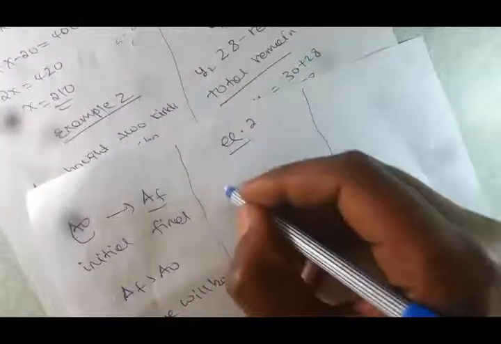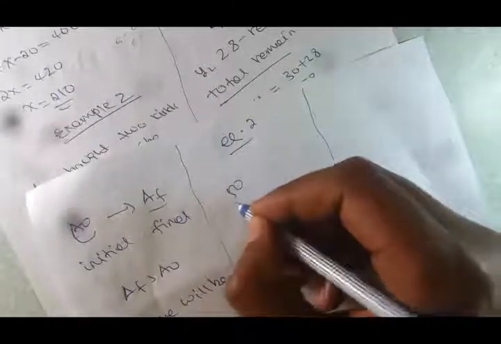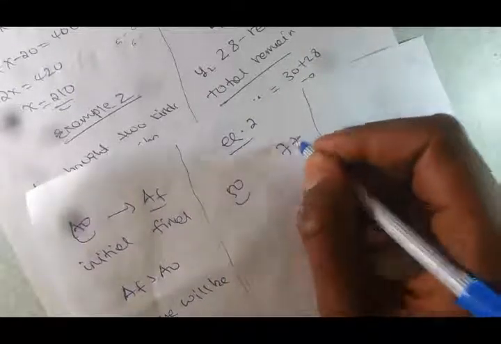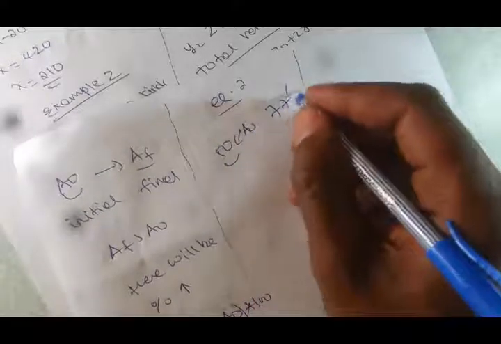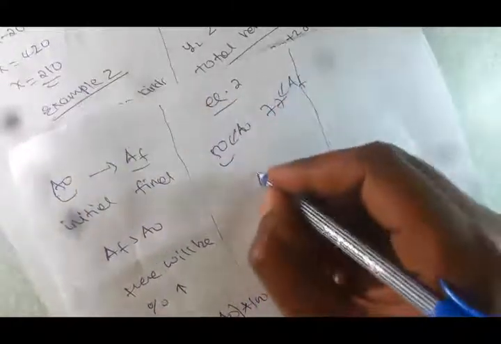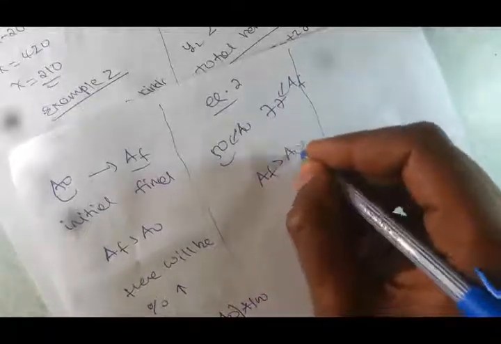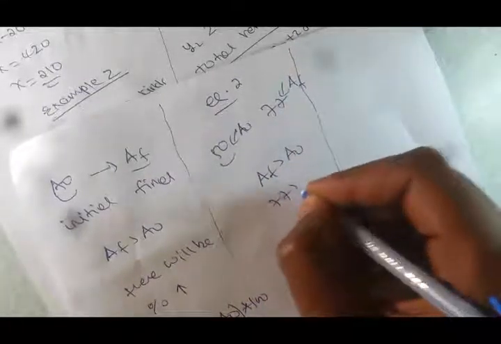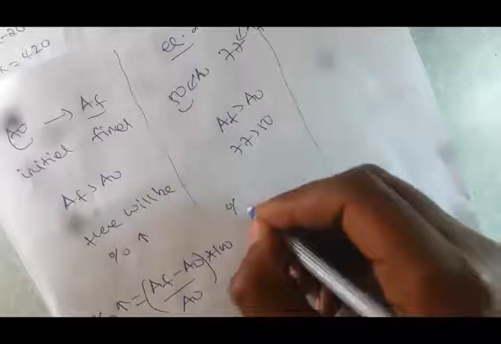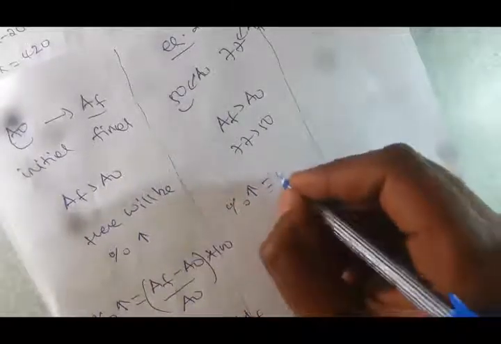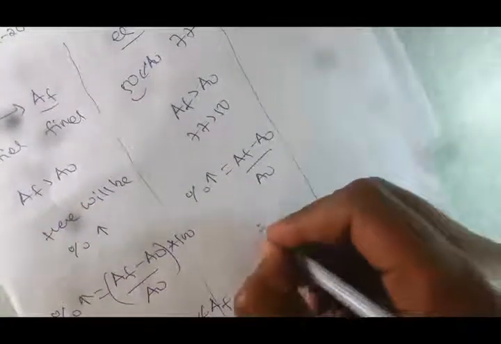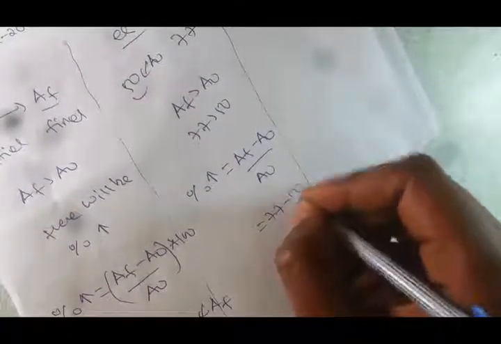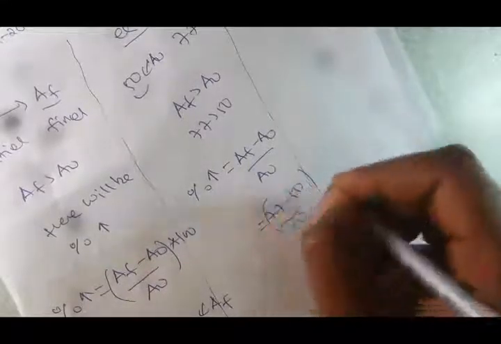And example 2 is if you have our initial value 15 and our final value is 77, this is our AO, this is our AF. Therefore, we know that AF is greater than AO because 77 is greater than 15. Therefore there will be a percent increase. This percent increase has a formula of AF minus AO over AO. AF is 77 minus 15 over 15 times 100%.